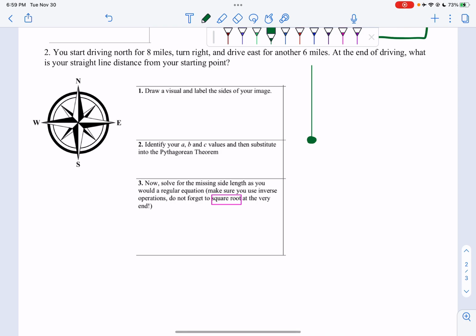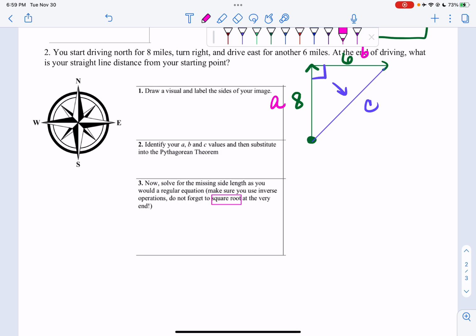And typically when we talk about distance, we draw an arrowhead. So I go north 8. I then drive east 6 miles. So I'm going to go in this direction to the right. And I have 6. Now I want to find out what this missing piece is right here. If you look, I have a right angle right here. So this is my C. So this is my A, and this is my B.